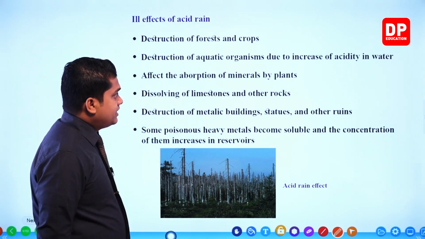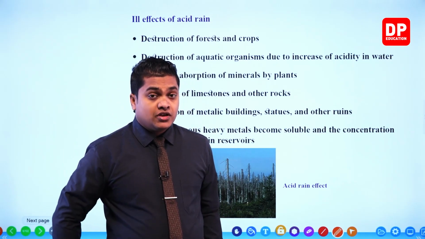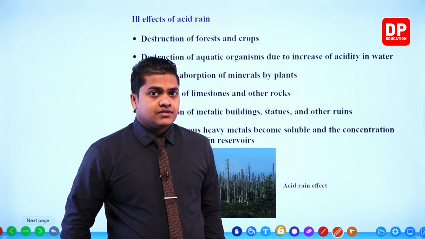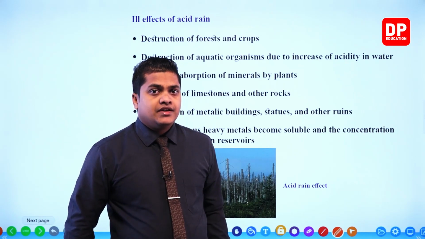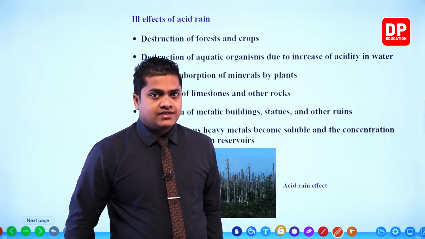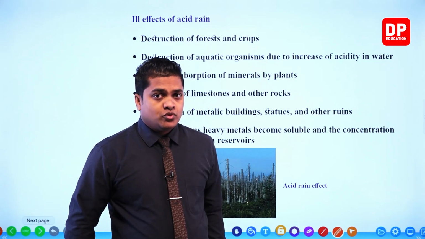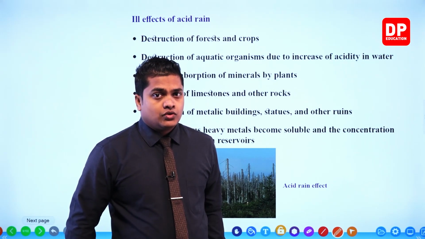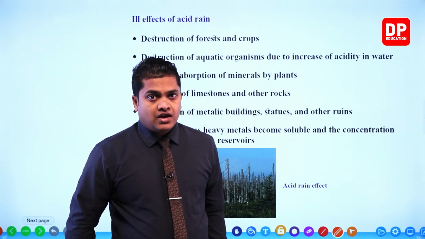Then, it affects the absorption of minerals by plants. When this acidic water is added to the environment, especially to the soil, it has the ability to dissolve substances, especially minerals within the soil. These minerals are going to create other kinds of substances by reacting with acids. Therefore plants will not be able to absorb these minerals from our soil. So the absorption of minerals from the soil is also going to reduce. Therefore acid rain is also harmful for the nutritional patterns of the plants as well.